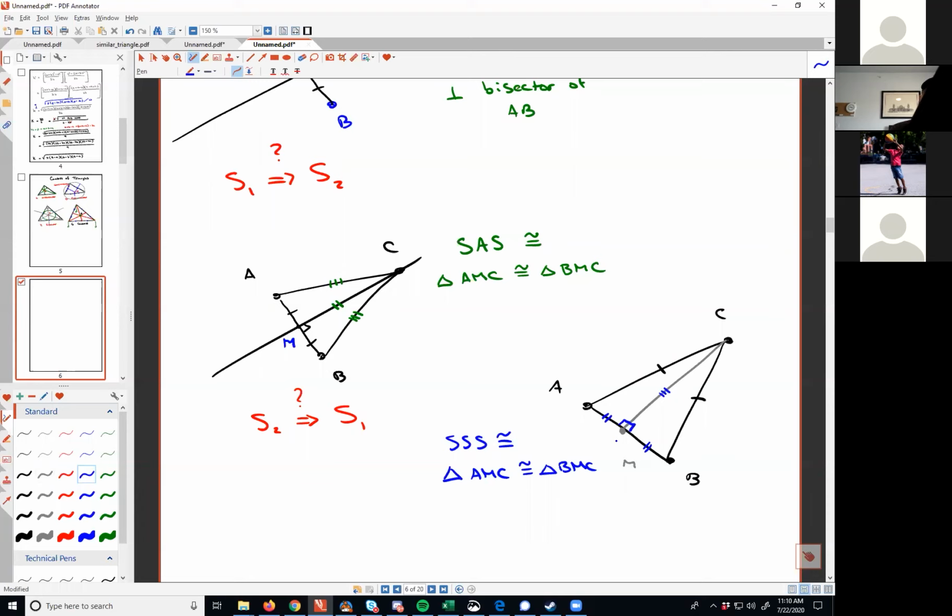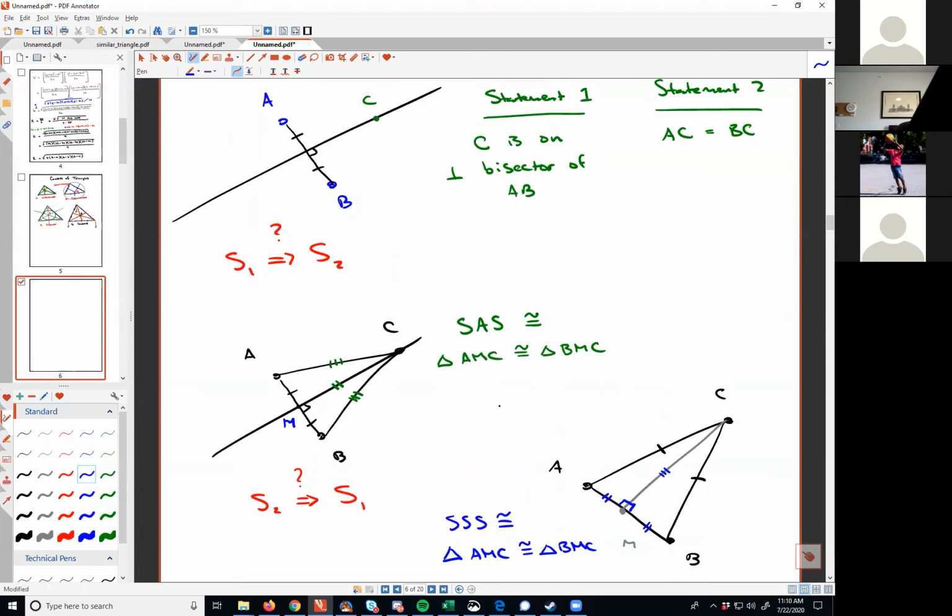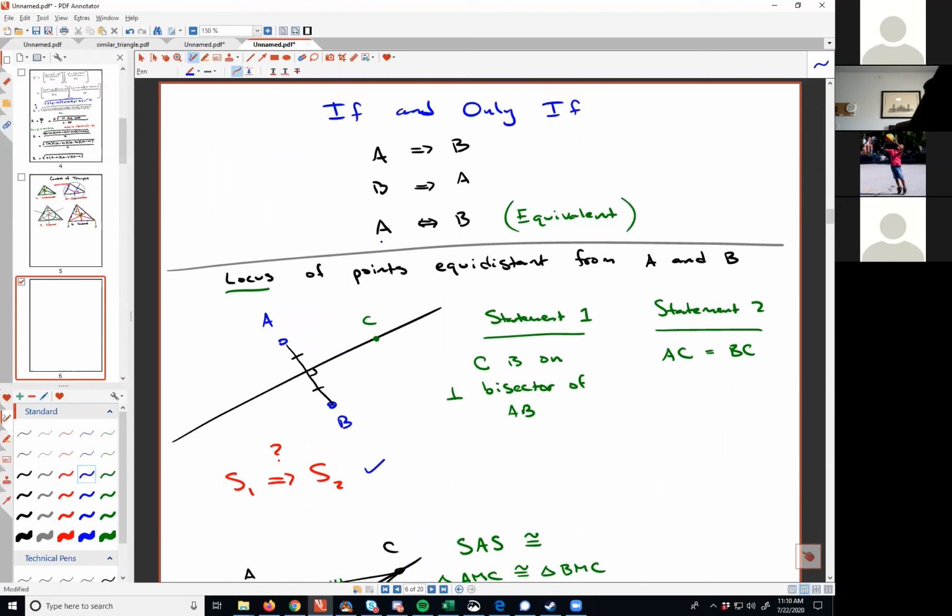Therefore, C, which is on line CM, is on the perpendicular bisector of AB. And statement 2 does imply statement 1. So statement 1 implies statement 2, and statement 2 implies statement 1, so they are equivalent statements. And this is really important because we're going to use these in a spectacular way. Statement 1 does not read the same as statement 2. These are very different observations that we might make while working on a geometry problem. But when one of them is true, it automatically means that the other one is true.